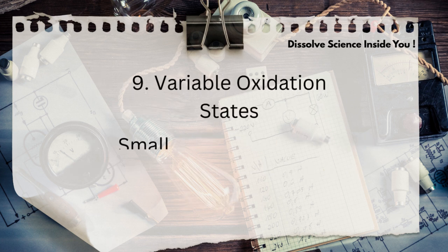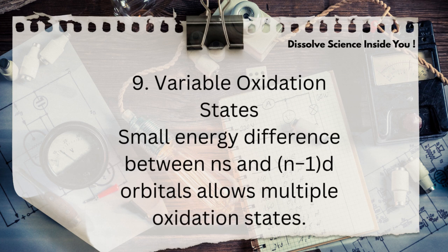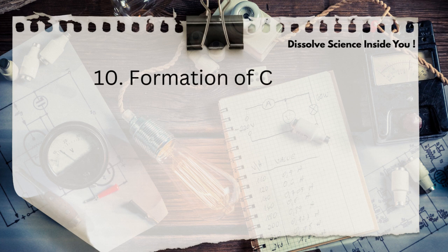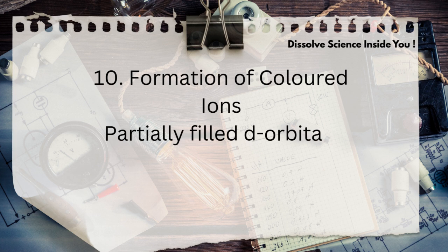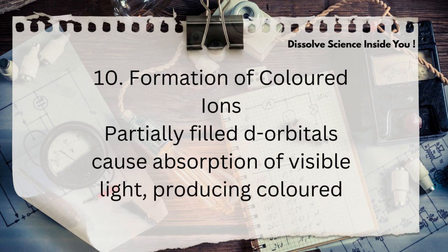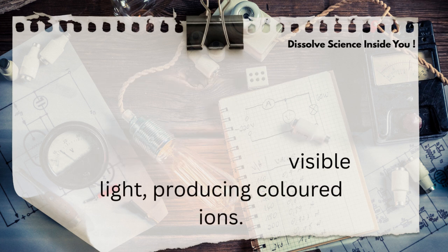Formation of colored ions. Most transition metal ions are colored. Reason: presence of partially filled d orbitals. d-d electronic transitions absorb visible light. The color depends on oxidation state, ligands, and geometry of the complex. Magnetic properties. Transition elements often show paramagnetism because they contain unpaired d electrons. More unpaired electrons, stronger paramagnetism. If all electrons are paired, the substance becomes diamagnetic.